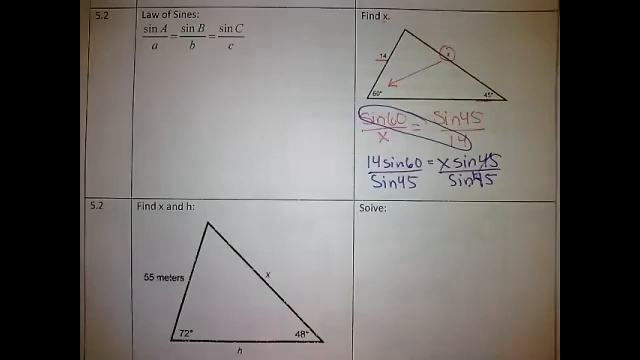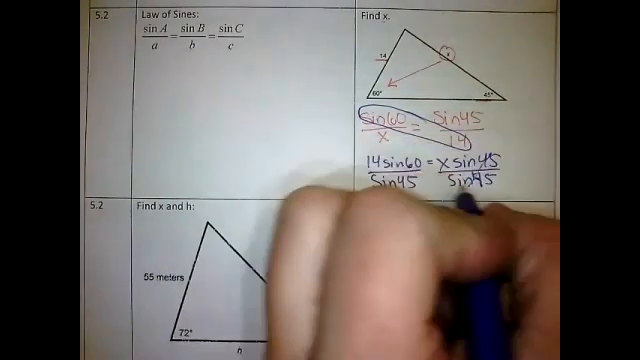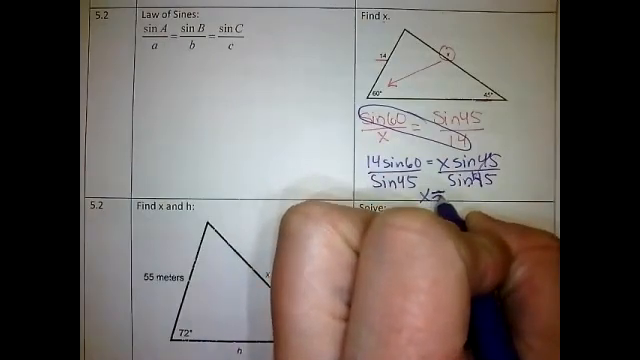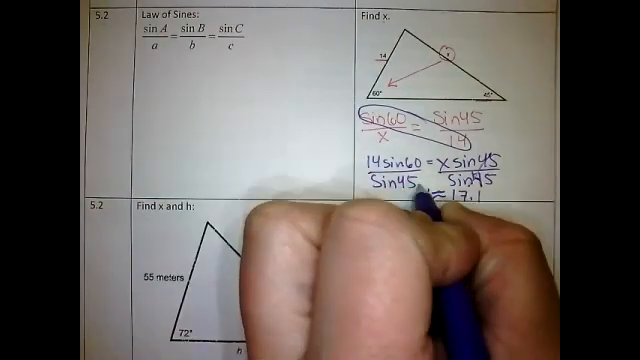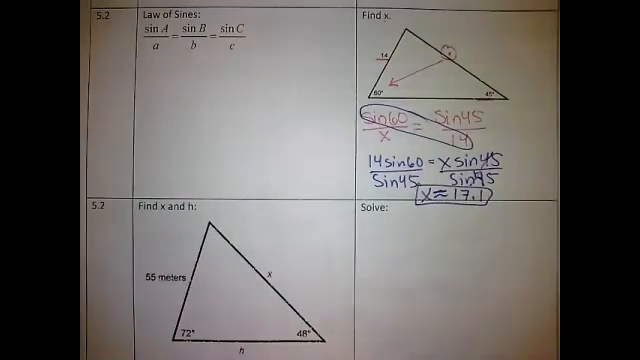When I do that, I'm going to come up with an x value. I'm going to just plug it into my calculator: 14 times sine of 60 divided by sine of 45, and I come up with about 17.1. So x is approximately 17.1. That's it. That's all I have to do.